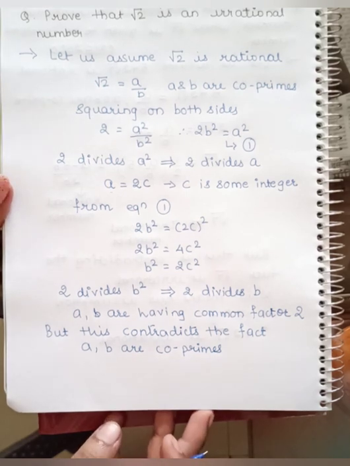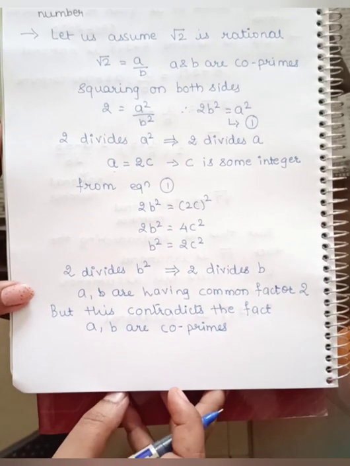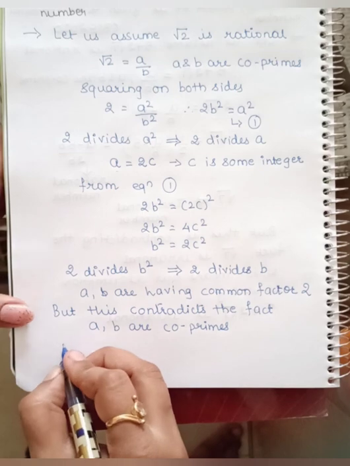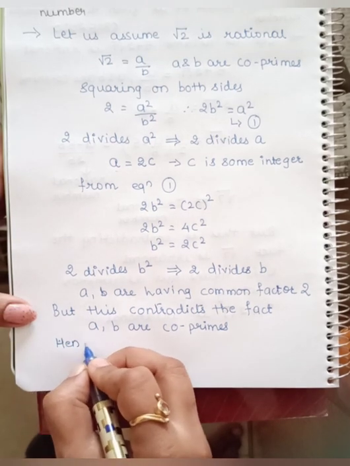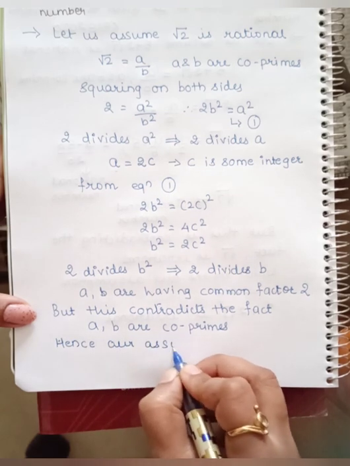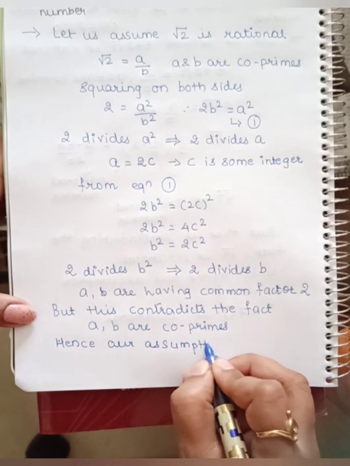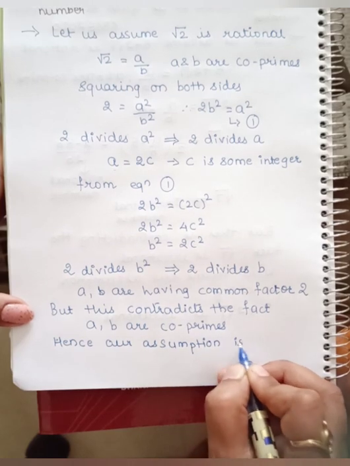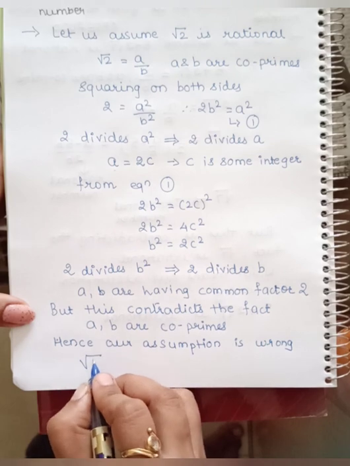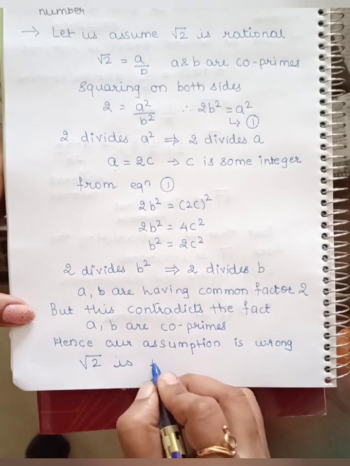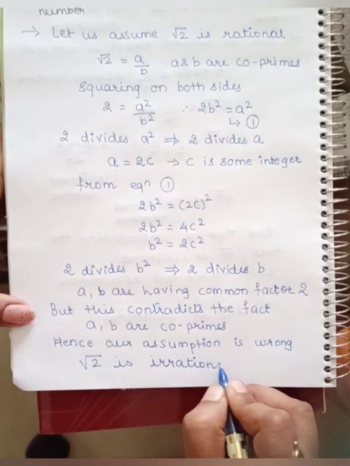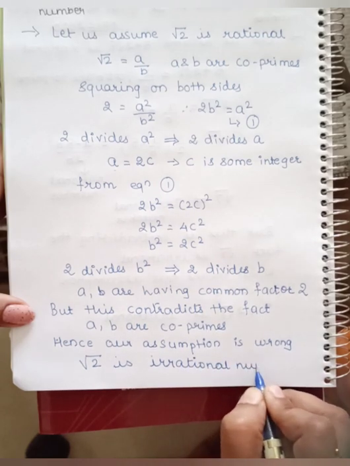So our assumption that root 2 is rational is a wrong assumption, and hence you will write: hence our assumption is wrong, which means root 2 is an irrational number.